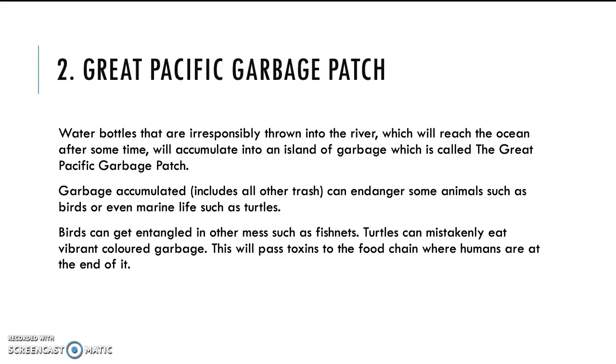Second, it forms the Great Pacific Garbage Patch. Water bottles that are irresponsibly thrown into the river will then reach the ocean after some time, and will accumulate into an island of garbage, which is called the Great Pacific Garbage Patch. The garbage accumulated includes all the other trash, and can endanger animals such as birds or even marine life such as turtles. Birds can get entangled in other mess such as fish nets. Turtles can mistakenly eat vibrant colored garbage. This will pass toxins to the food chain, where humans are at the end of it.